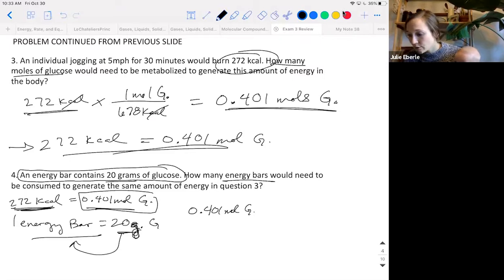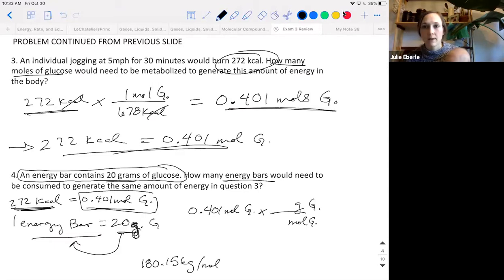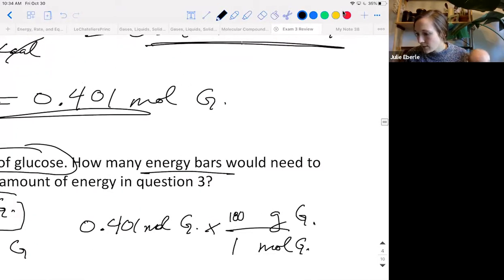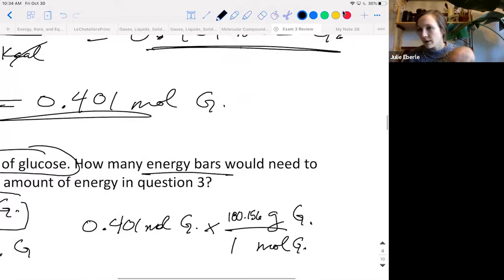So how do you go from moles of glucose to grams of glucose? That is molar mass, and I don't give it to you in the problem. If you Google it, it should be 180.156 grams per mole. If I ask you this on an exam or something like that, I would give you the molar mass of glucose to complete it. So we know for every 1 mole of glucose, that is 180.156 grams.